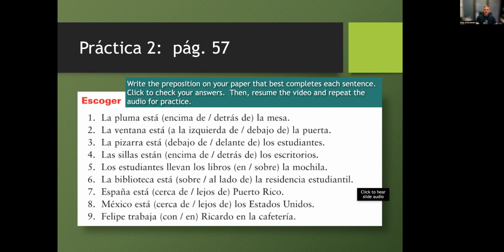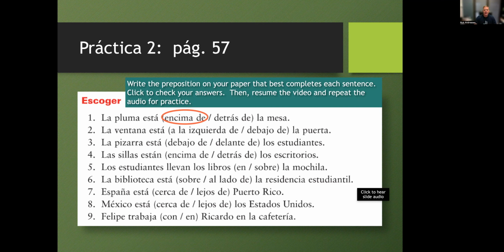of which makes the most sense. So, hang on. La pluma está encima de la mesa. Okay, so there's an example. Encima de, because it means on top of or on. It wouldn't really make sense to say the pen was behind the table, although it could be, but this one makes the most sense. Okay, so pause for a second. We'll go through 2 through 9. Come back, we'll go through these together.